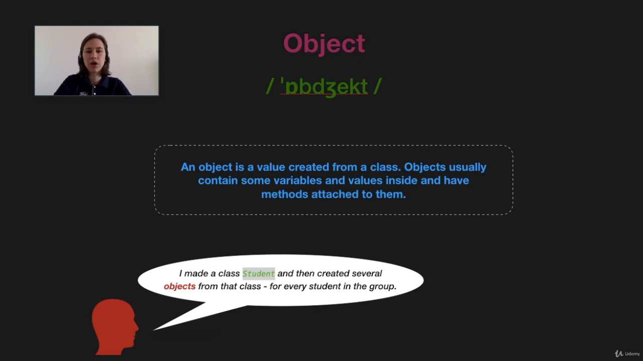Object. An object is a value created from class. Objects usually contain some variables and values inside and have methods attached to them. I made a class student and then created several objects from that class for every student in the group.